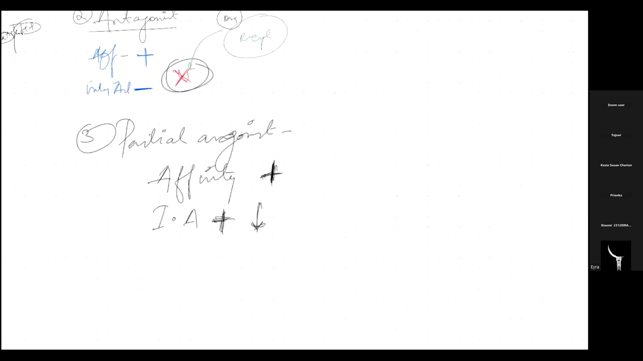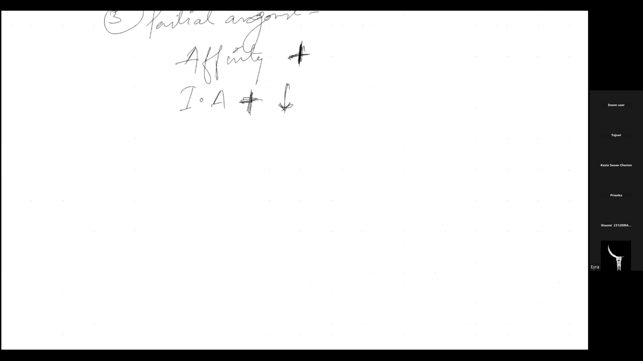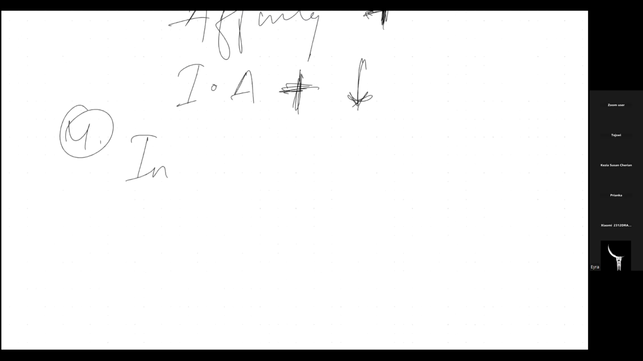Now the fourth type of receptor mediated action is the inverse agonist. What is that? Those are substances that, after binding the receptor, produce actions opposite to the agonist. The term itself tells that it will provide action opposite to the agonist. I hope that it's clear.